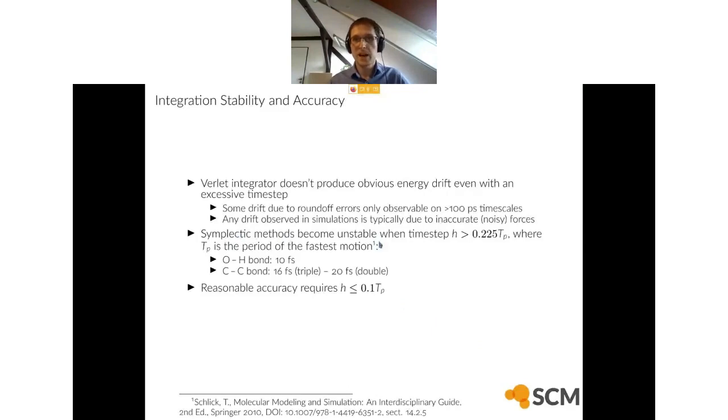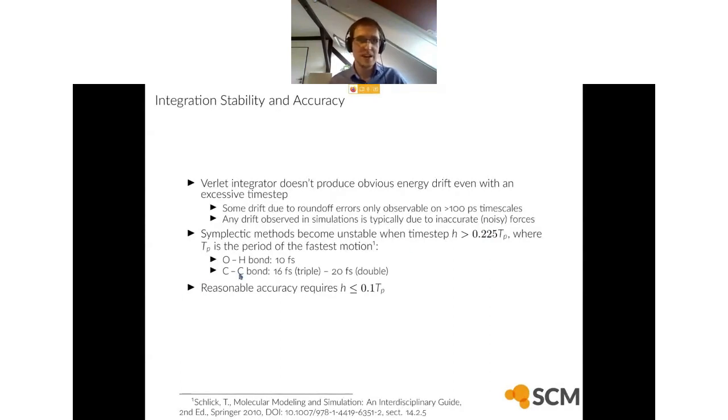However, symplectic methods become unstable when the time step crosses some threshold, which is 0.225 times the period of the fastest motion in the system. So most systems you will be working with might contain some bonds with hydrogen, like OH bonds, but also NH bonds, CH bonds. They're all pretty much in the same region, and these vibrate with a period of about 10 femtoseconds. So that already tells us what we saw on the previous slide, that when you cross 2.25 femtoseconds, things will suddenly go wrong.